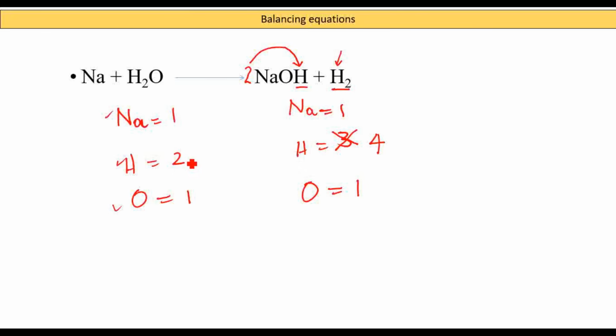What can I do to make this hydrogen the same as that? We now need to times that by 2. So that's just ever so slightly different. That's now going to give me 4. So I'm going to put a 2 in front. The hydrogen, so now that becomes 4. Also, that now makes it 2 oxygens.